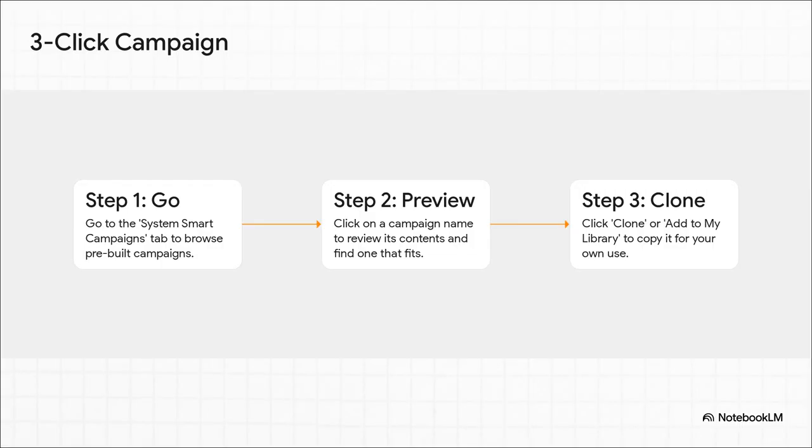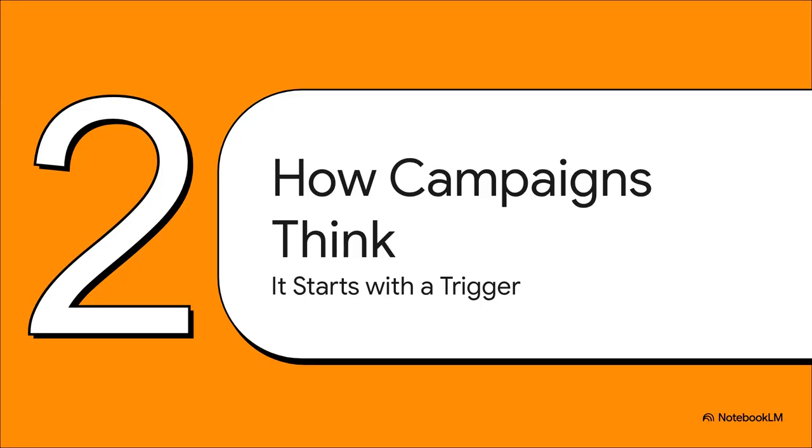And when I say simple, I mean it. It's really just 3 clicks. First, you pop into the system library. Second, just scroll through and find one that looks like a good fit. You can preview it to see what it does. And third, you just click clone. And boom, that's it. The campaign is now in your personal library, ready to use. You've officially created your first automation. How easy was that?